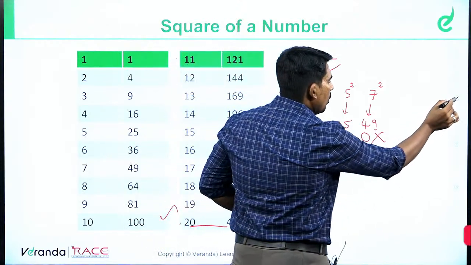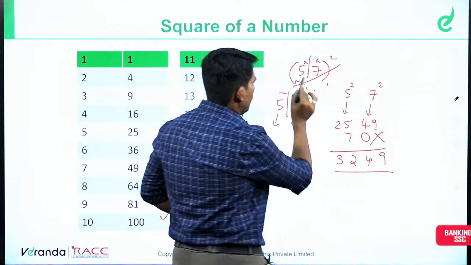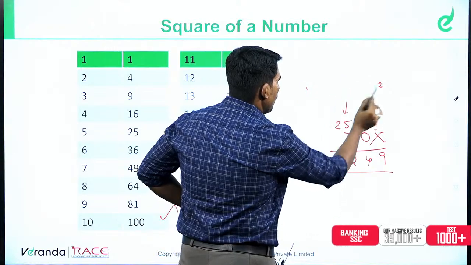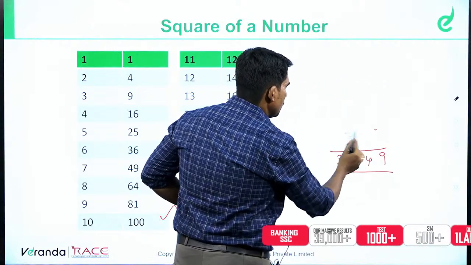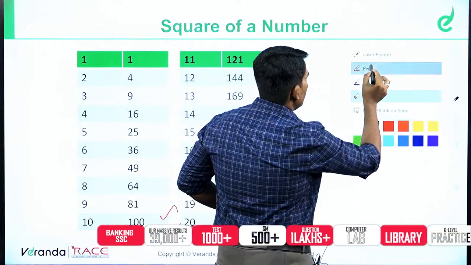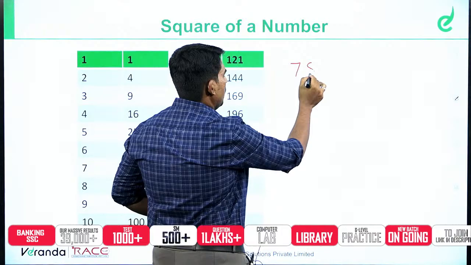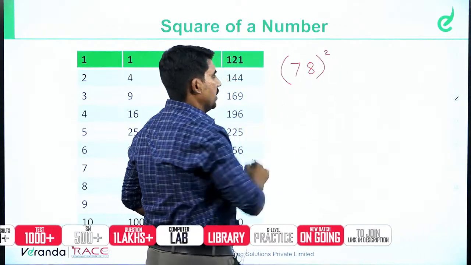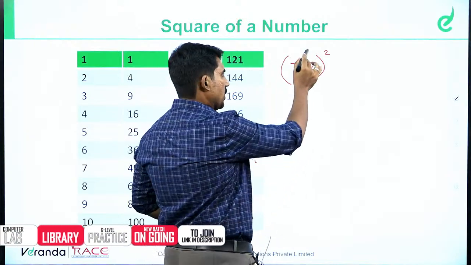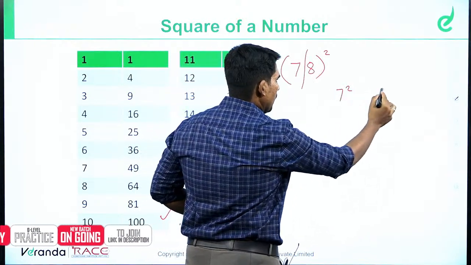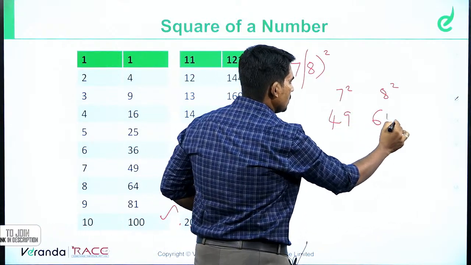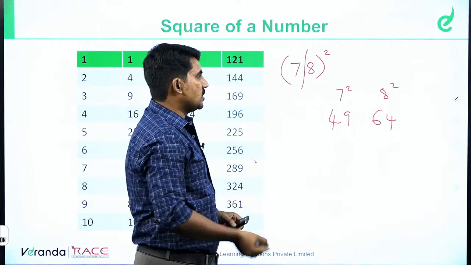Now, one more example. One more number we take. We can take any number, this is a shortcut. So we take the number 78. 78 square, now we want to find out. How can we find out? So separate this number first. 7 square, 8 square. 7 square is 49. 8 square is 64. Now next what we have to do?